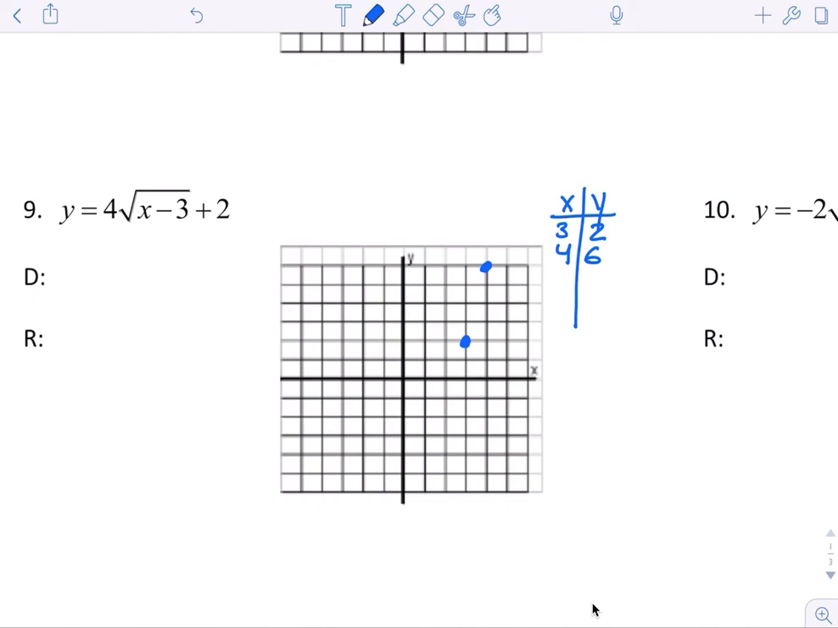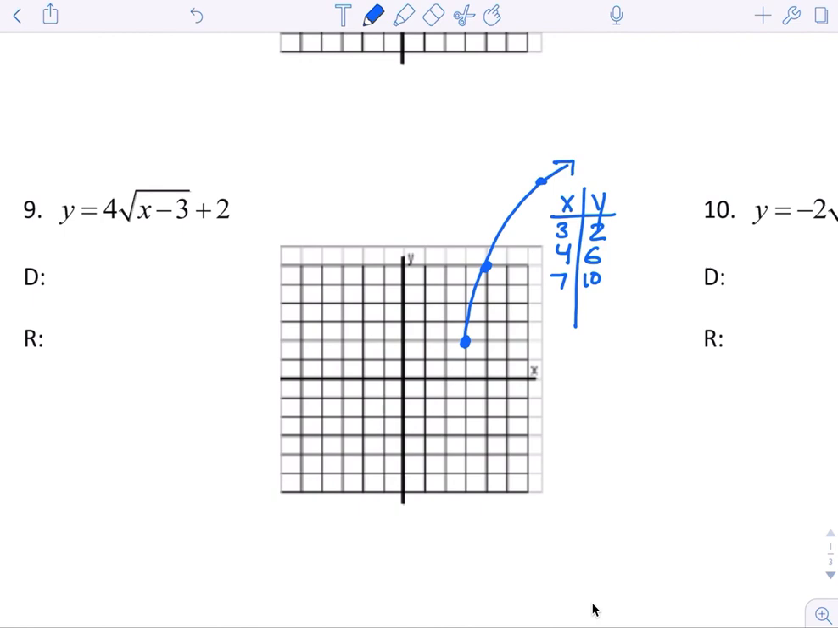And lastly, to get this to be a 4, we want that inside to be a 4. You would have to substitute in 7. So 7 minus 3, 4. Square root of 4, 2. 2 times 4, 8. 8 plus 2, 10. 1, 2, 3, 4, 5, 6, 7, 10 is going to be somewhere up here, you guys. So that's what your graph should look like.